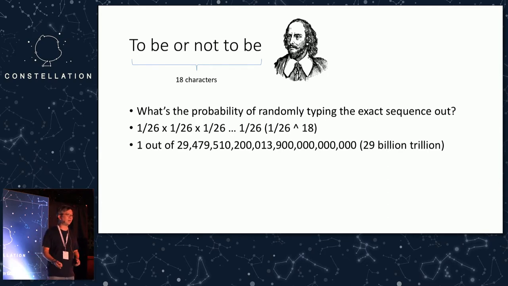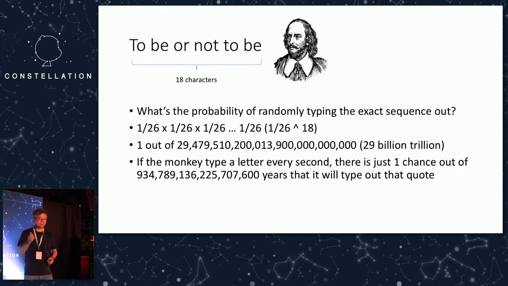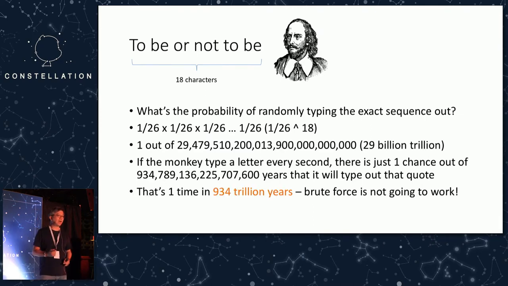The probability is that. So do you think we can get it done by tonight? What do you think? So if a monkey types a letter every second, there's one chance out of this number of years that they will type out the phrase. And what does that mean? That's one time in 934 trillion years. Right? I think it is going to be a very, very long night. We're going to stay here if we're going to do this.